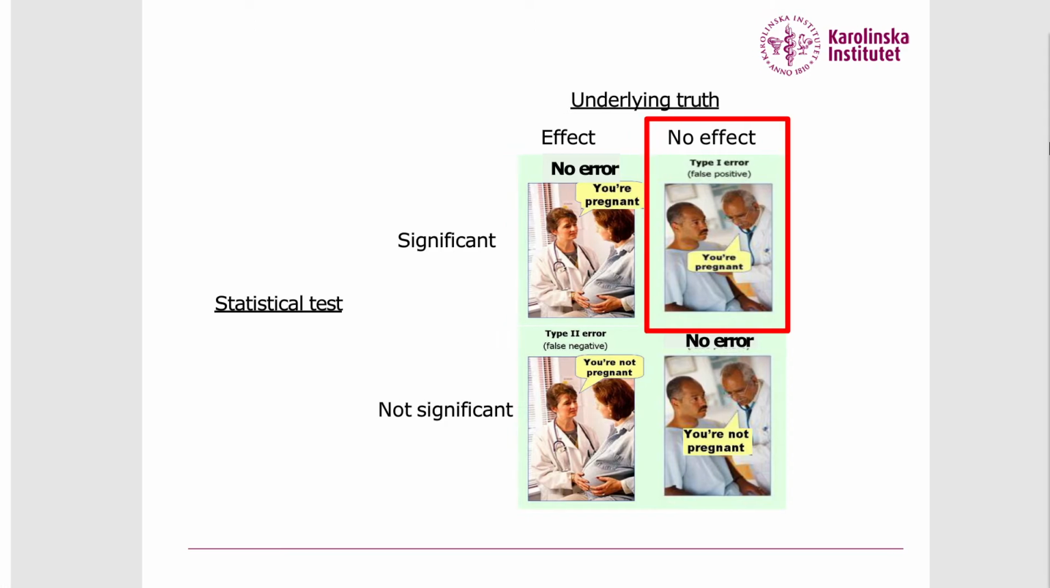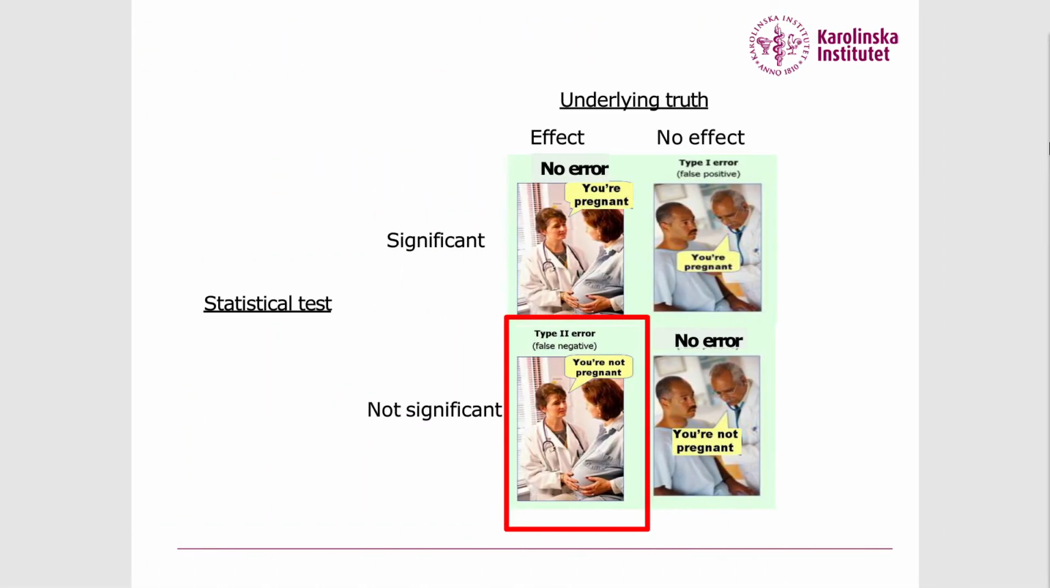But what about the other situation, where you say that something is not significant, even though in reality it is? This is known as a type 2 error, and this is measured through power.